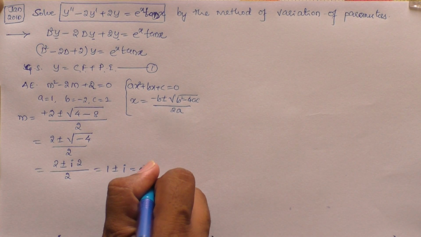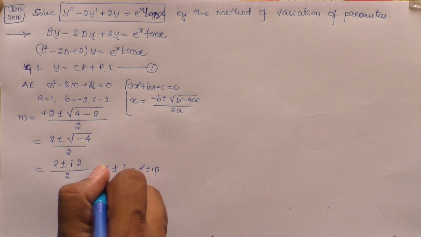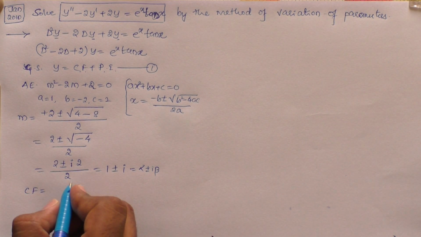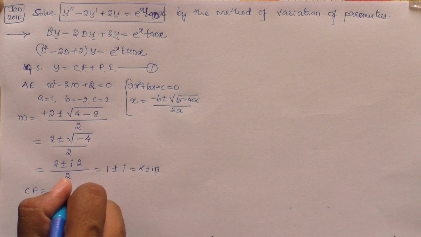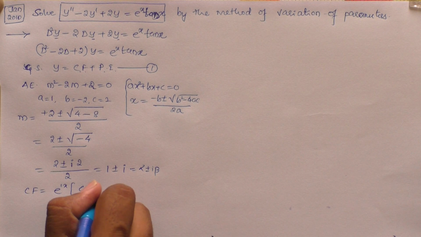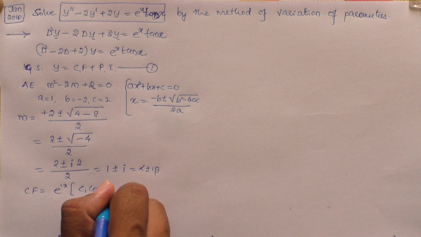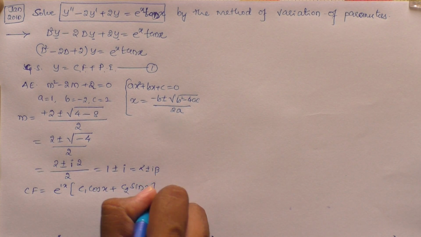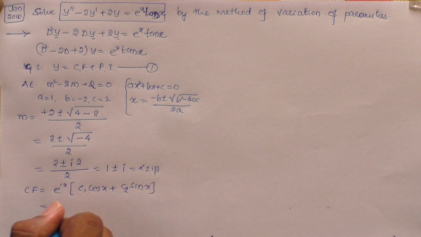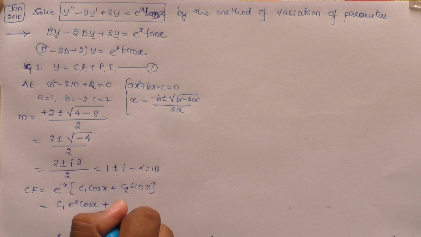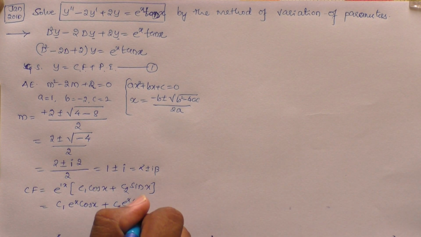It is of the form alpha plus or minus i beta, where alpha is 1, beta is also 1. So for this case, CF is e raised to alpha x, e raised to 1x, into bracket c1 cos beta x, beta is 1, c1 cos x plus c2 sin beta x, beta is 1, into sin x. So multiply e raised to x inside: c1 e raised to x cos x plus c2 e raised to x sin x.